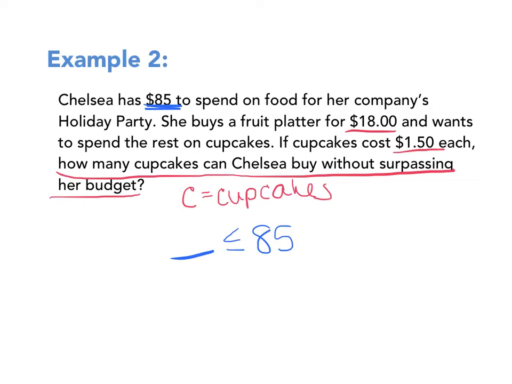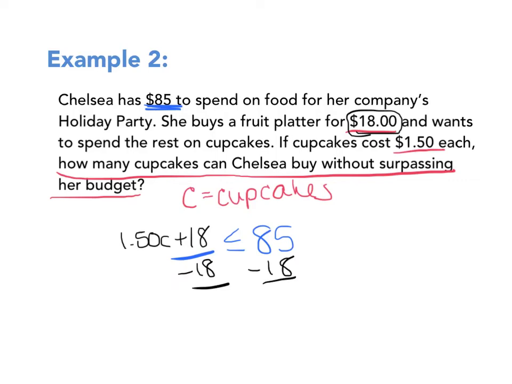Now, it's $1.50 per cupcake. So that means I'm going to multiply 1.50 times C. But there's also this fruit platter cost of $18 here, and I need to add that in. So whatever the fruit platter and the cupcakes cost together, it needs to be less than or equal to 85. And now we're just going to solve it like a regular two-step inequality. I'll take away 18 from each side. 1.50C is less than or equal to 67. And then I'll divide by 1.50 on both sides.